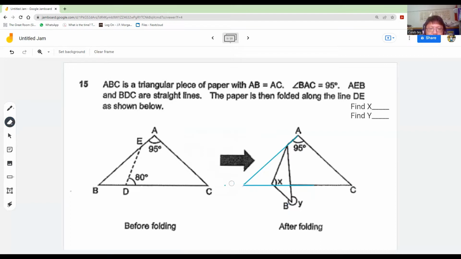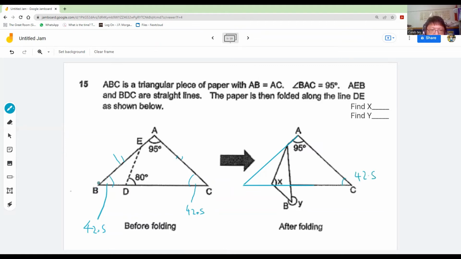Now, what do they tell us? They tell us that AB equals AC. AB equals AC means this is definitely an isosceles. Since this is an isosceles, let's go to whatever we can do with isosceles. So 180 minus 95 is 85. 85 divided by 2 is 42.5. So this is 42.5, which means this is also 42.5.